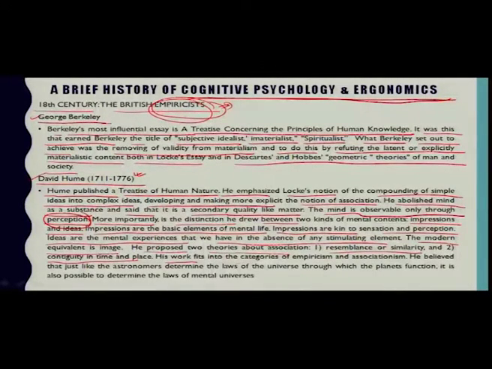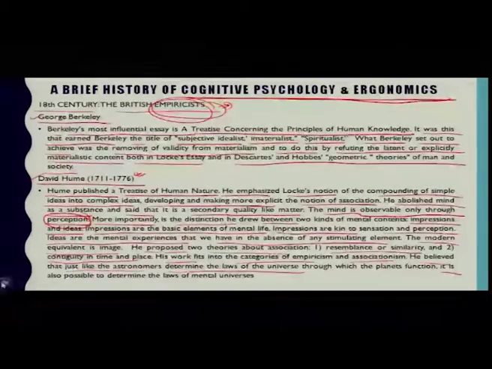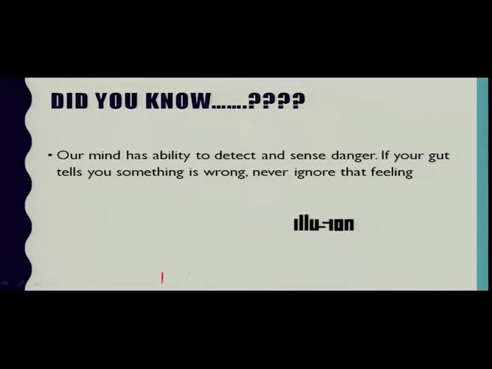His work fits into the category of empiricism and associationism. He believed that just like astronomers determine the laws of the universe through which the planets function, it is also possible to determine laws of the mental universe. So it is his theory that has been given in the 17th century. Did you know that our mind has the ability to detect and sense danger? If your gut tells you something is wrong, never ignore that feeling.